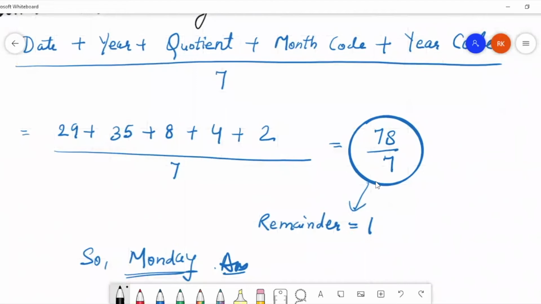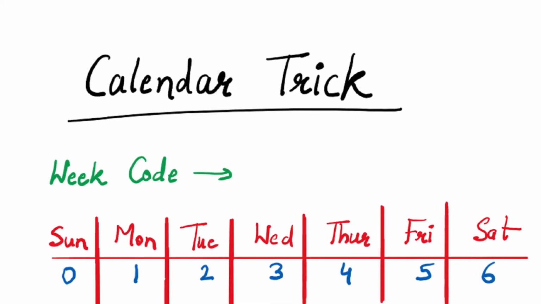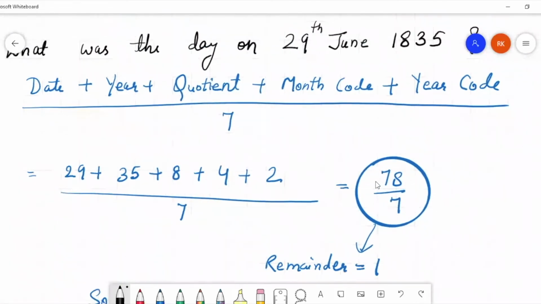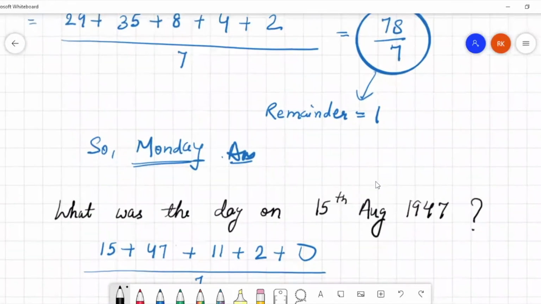And then you have to finally calculate the remainder. Remainder we are getting as 1. Now at last you have to match this remainder with the week code. Okay. In the week code table, whichever day has the code as the remainder, that day only will be our answer. So 1 is the code for Monday. So Monday was the day on 29th June 1835. So easy, right? Okay, let's see the next question.